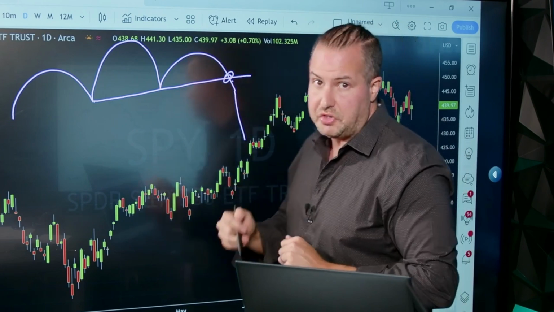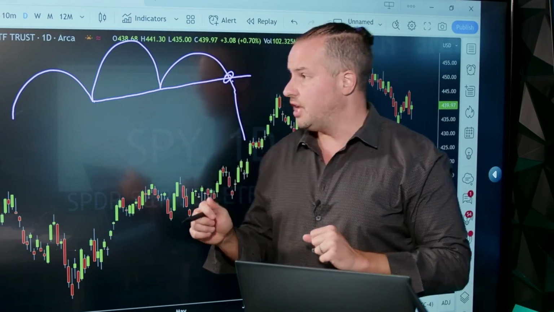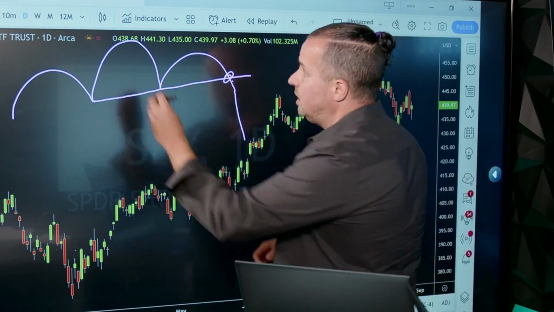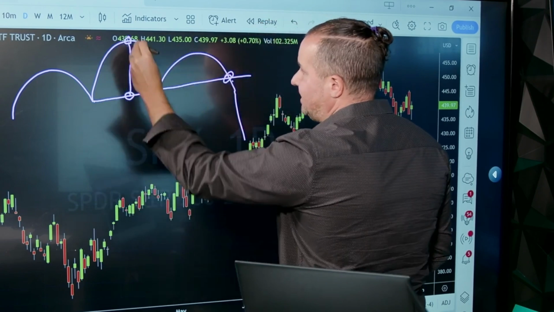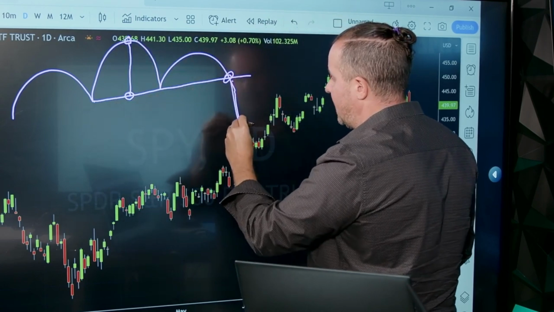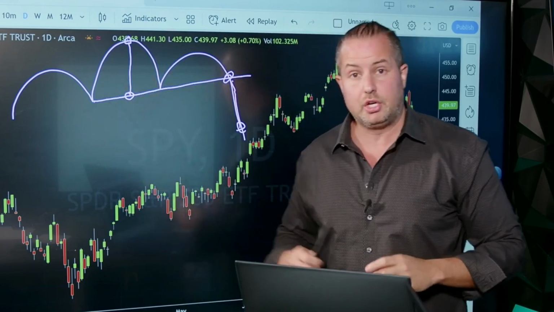And the beauty of it is, and this is something that we've created here and that we've gone over, that you can calculate your target. You take the highest point of the head, drop a plumb line down, and that distance will be a measured move down here. Okay, so essentially it's a bearish pattern, but there's some rules that go with these.